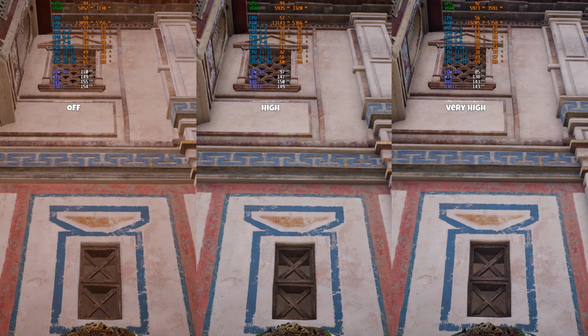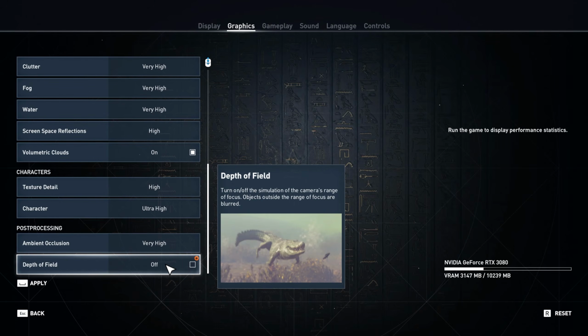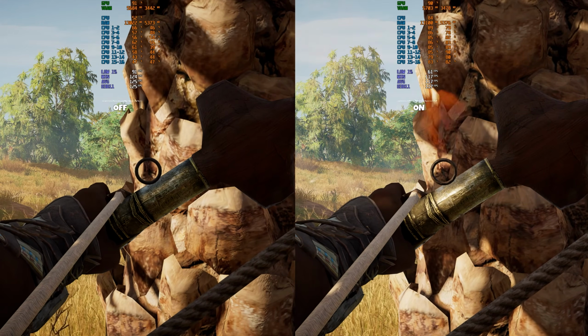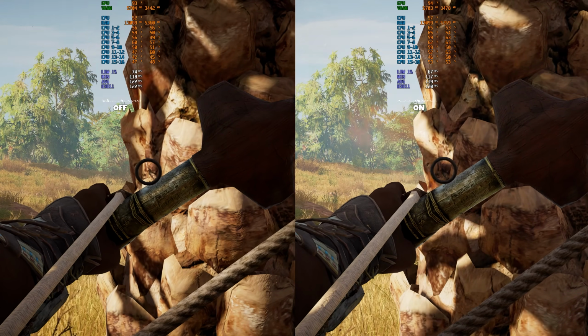But I would actually go with high because you still retain a lot of the detail from very high. While it isn't as detailed as very high, you still gain a lot from it, so I would recommend high here. Moving along to depth of field allows us to see no difference at all. I don't know exactly how to activate depth of field in this game.